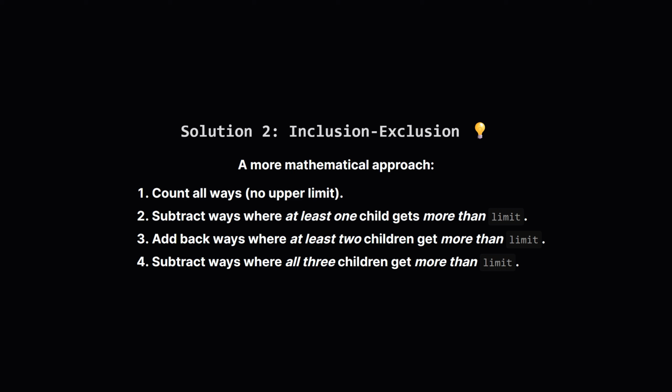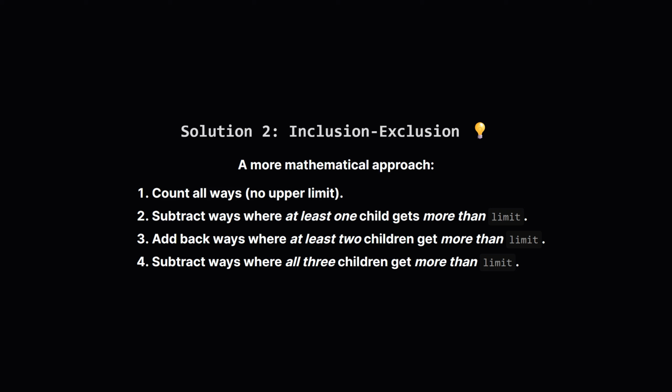This uses a cool idea called the Principle of Inclusion-Exclusion. Here's the gist. First, imagine there's no upper limit. How many ways can we distribute candies to 3 children? Let's call this our total. But this total includes ways where 1 or more children get too many candies, more than the limit. So we need to subtract those.